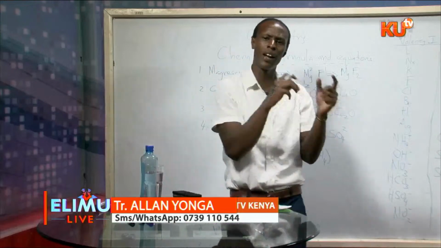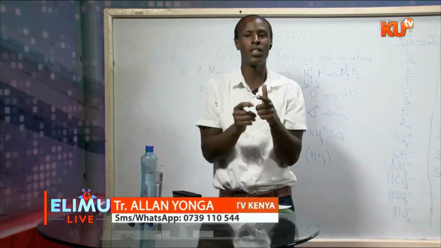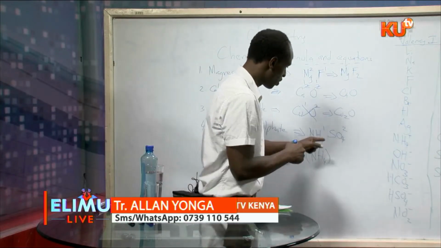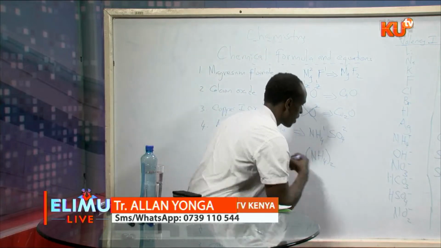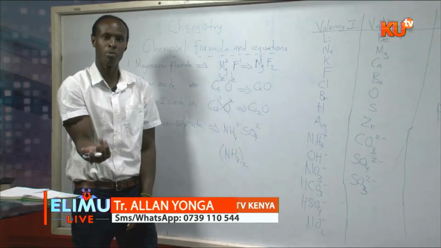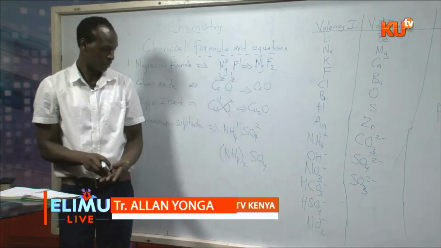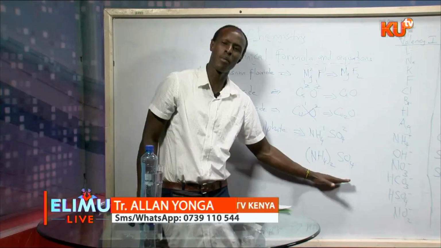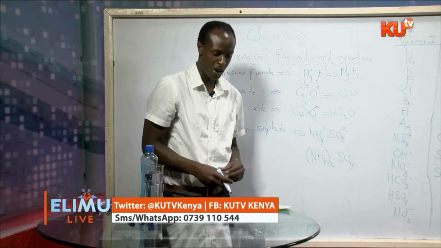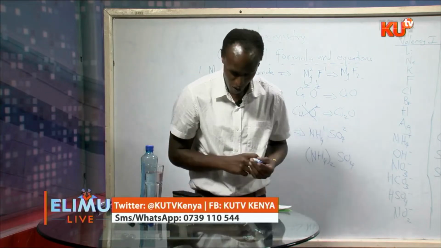Anytime you want to put a number below a radical, you have to put the radical in brackets. Because I want to put a 2, I'll put NH4 in brackets. For the 1, there's no need of putting 1. We said if it's 1, we just leave it as S or 4. So this is the chemical formula of ammonium sulfate.